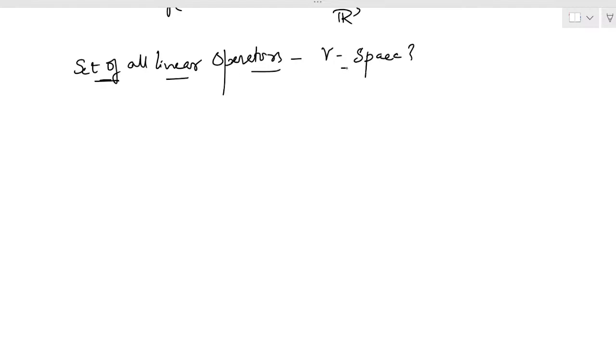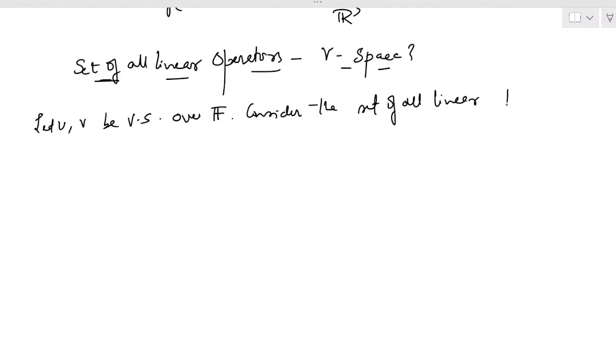Having defined linear transformations, can we not make a set of all linear operators? Now the question arises whether it is a vector space or not, and what that space would be called. This is something that we need to address. So with this in mind, I'm writing: let U and V be vector spaces over field F. We want to consider the set of all linear transformations, or linear operators, from U to V.